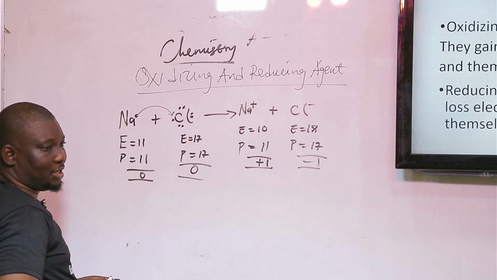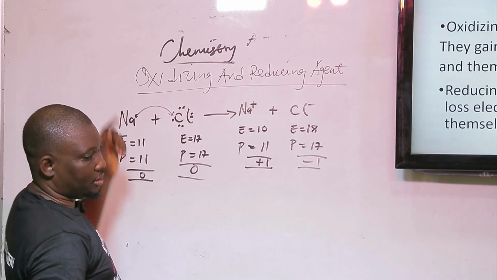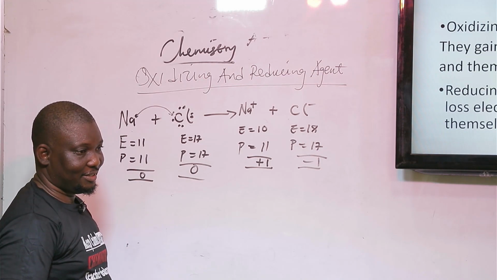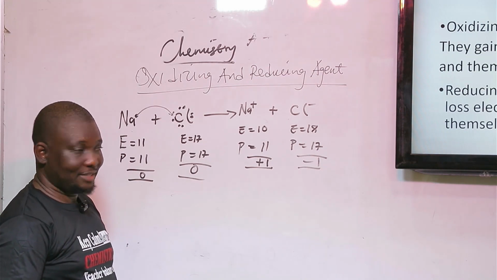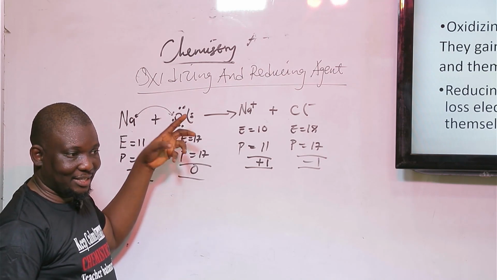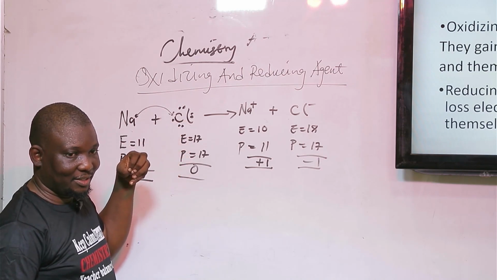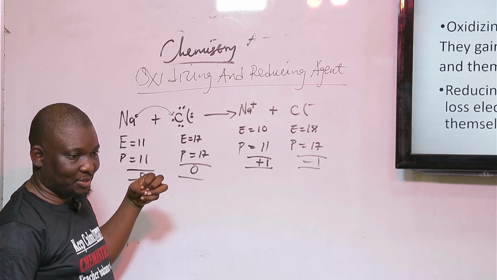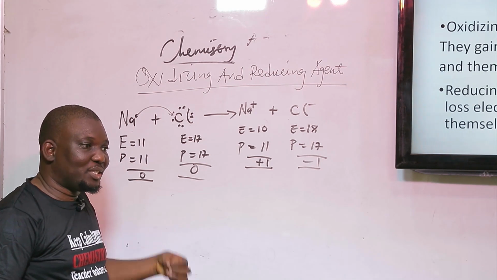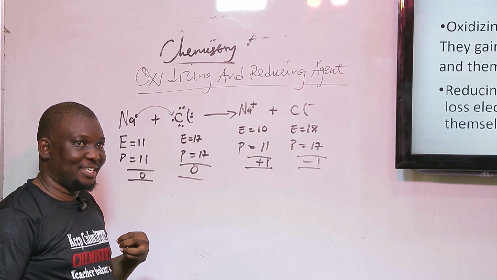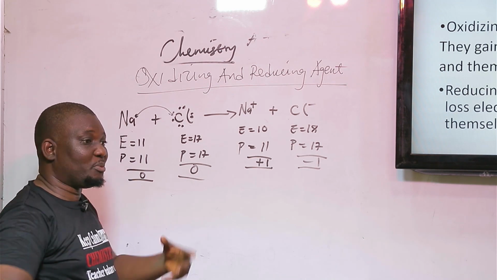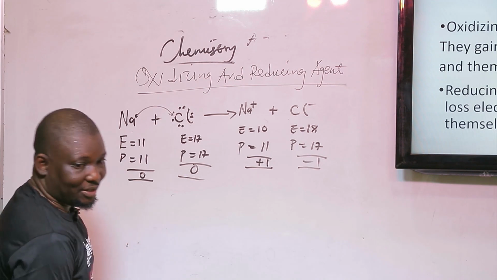So look at this chemical reaction. Can someone tell me which one is the oxidizing agent here? Which one is the oxidizing agent? The oxidizing agent is chlorine. You know what I told you? The one that gains electrons. In fact, they are electron acceptors. They gain electrons from other substances, and at that point, they are reduced.